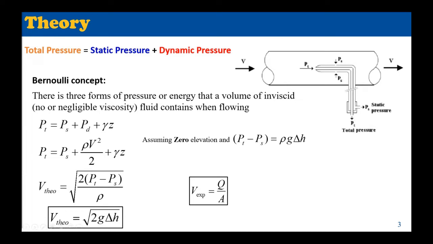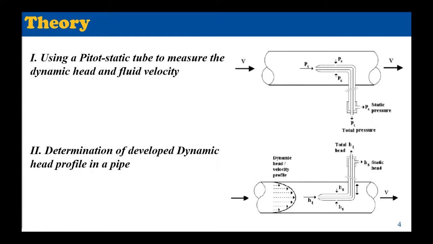Next, let's see the two types of tests we're going to do today. First, we're going to use the Pitot tube. We'll measure the pressure head and the fluid velocity. So we'll collect one set of data for this, and we'll just change the position of the Pitot tube, and those arrangements will give us the dynamic head profile inside a pipe.